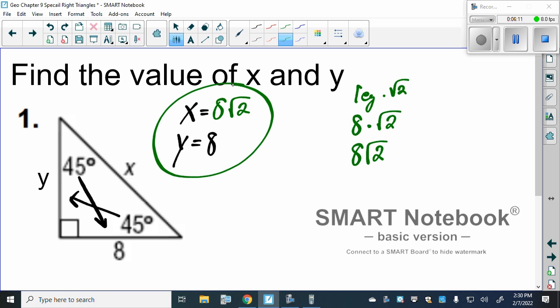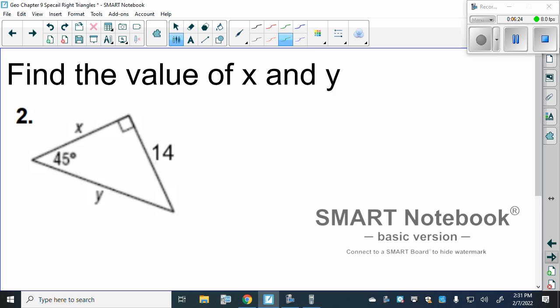Because the sides opposite the 45 degrees are going to be the same, and the hypotenuse is going to be whatever that value is times square root of 2. Any questions on this first one here? Let's look at the next one.